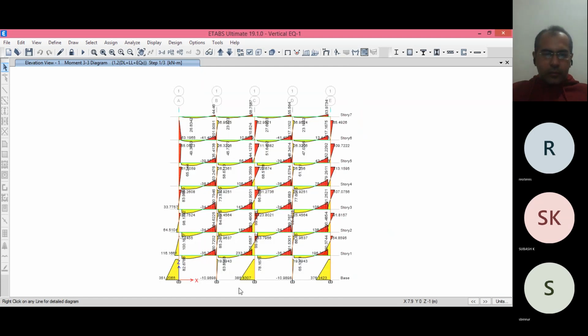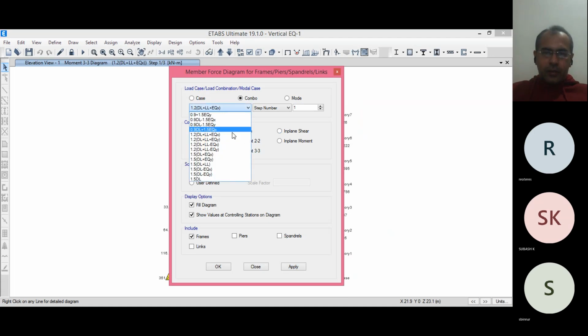So what is the highest moment? It is 385 kilonewton into meter. So that is the highest moment. Just note it, it is 385 kilonewton into meter in the ground floor columns for 1.2 dead load plus earthquake in x direction. Similarly, I will look for other load case in y direction.